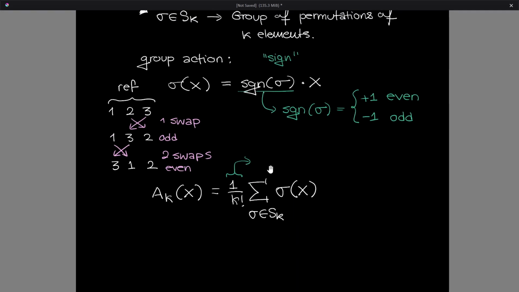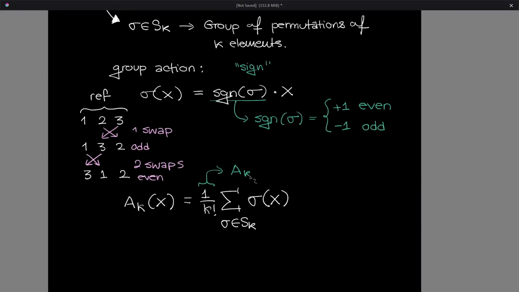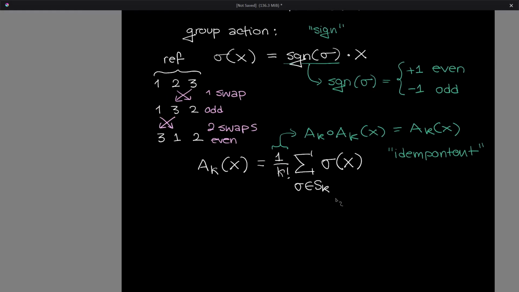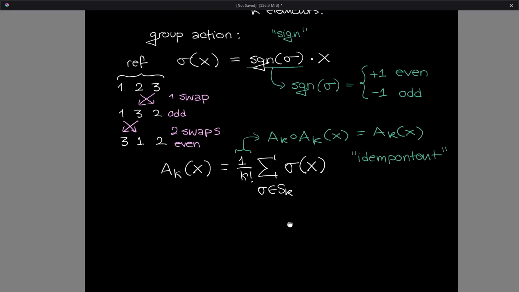This factor is so that AK after AK of x is equal to AK of x. So that the projection operators, you want them to be something called idempotent. If you project something 2 times, it should give you the same thing as if you project it once. You don't want to lose information on multiple projections. So this is our antisymmetric projection operator or map.